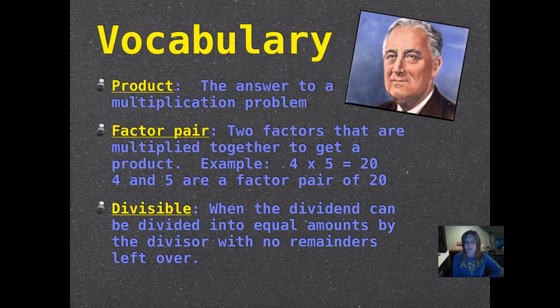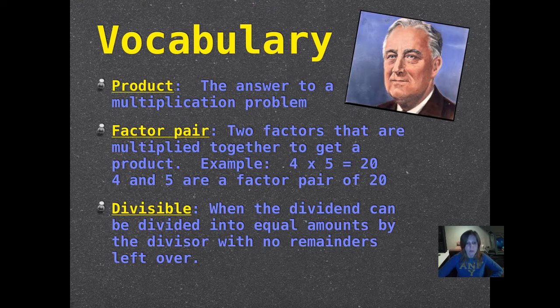Here's our vocabulary for today. First of all, let's just review what a product is. That's the answer to a multiplication problem. A factor pair are two factors, just like a pair of shoes is two shoes. That's two factors that are multiplied together to get a product. For example, 4 times 5 is 20. 4 and 5 are both factors of 20, and together they're a factor pair.